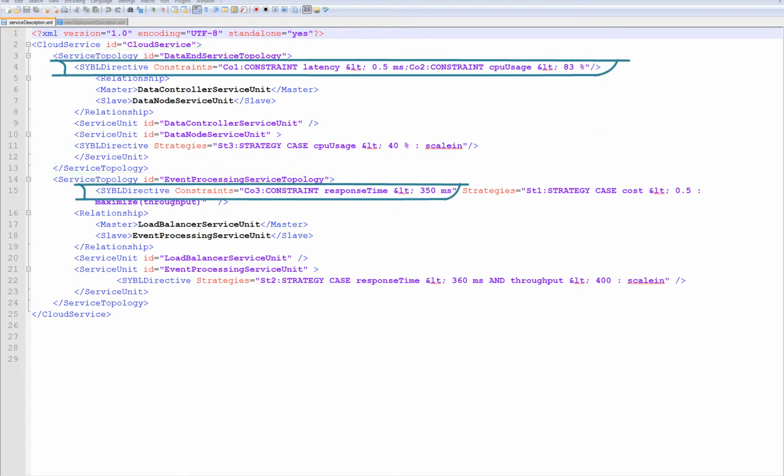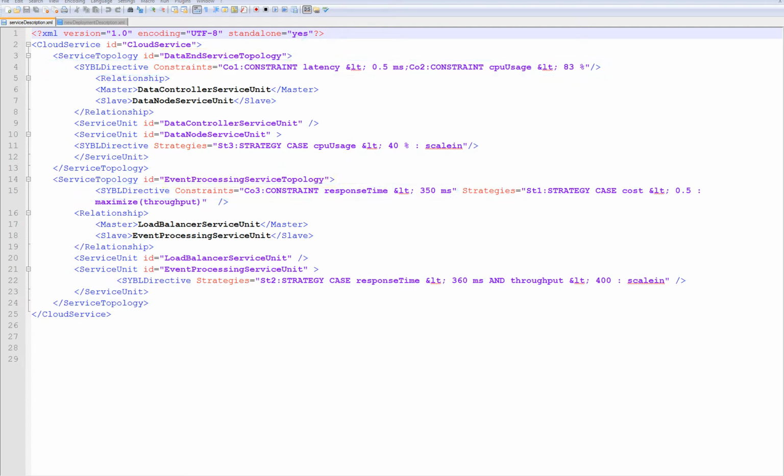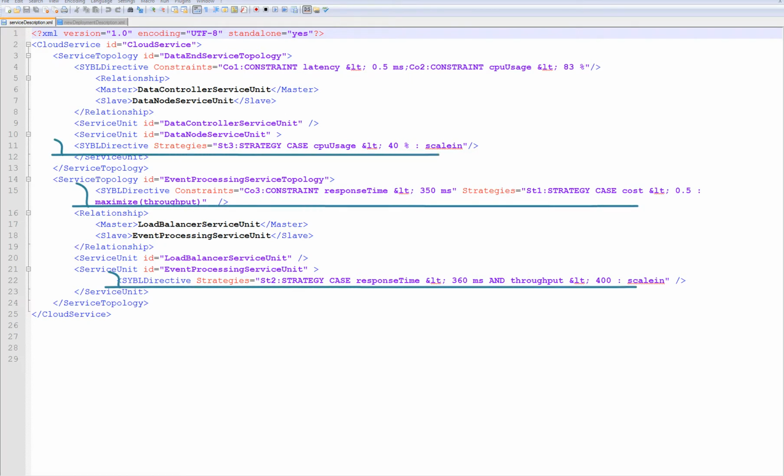For the data end service topology, constraints CO1 and CO2 specify that the latency should be less than 0.5 and the CPU usage should be below 83%. For the event processing service topology, constraint CO3 sets response time less than 350 milliseconds.